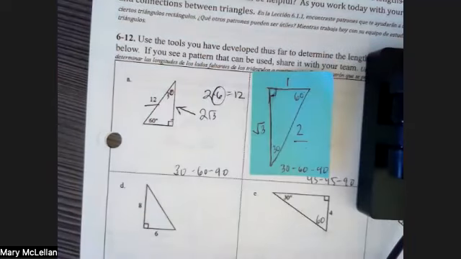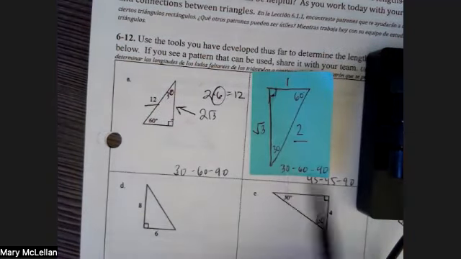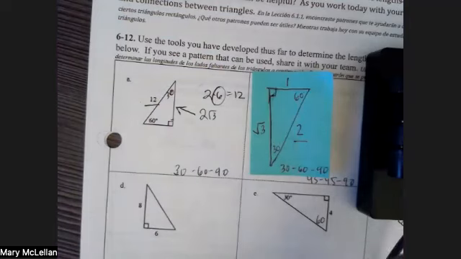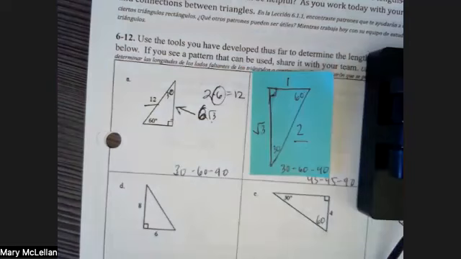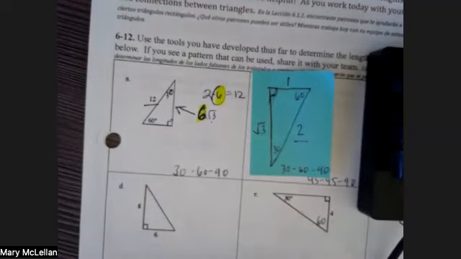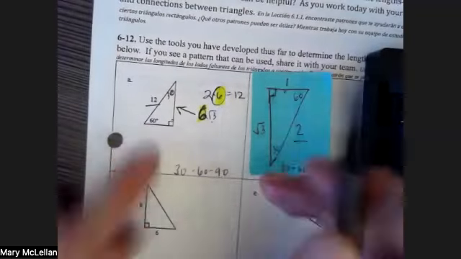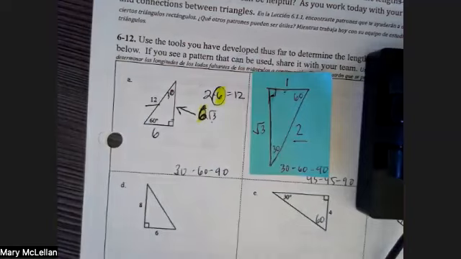So I also have 2 root 3. That's this missing side because it's the longer of the two. I'm sorry, it's not 2 root 3, it's 6 root 3. Because my scale factor is 6. I'm multiplying all sides by 6. And this one, the shortest leg, I'll multiply that by 6. 1 times 6 is also 6.